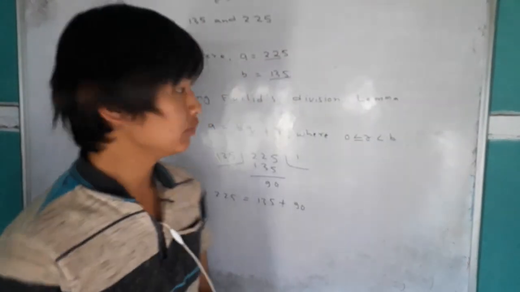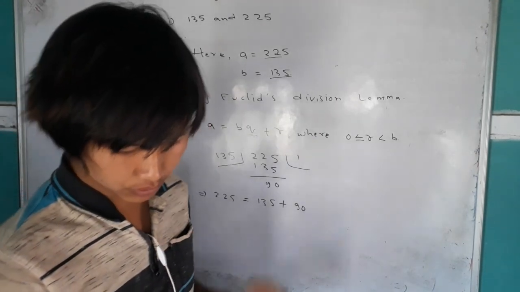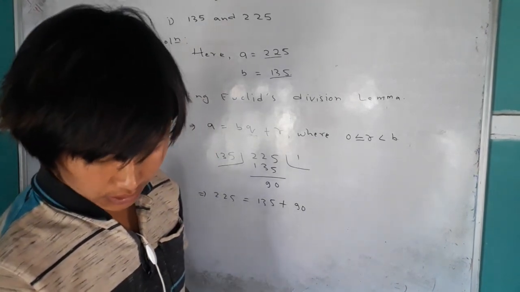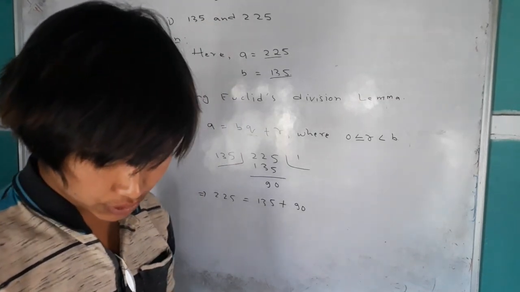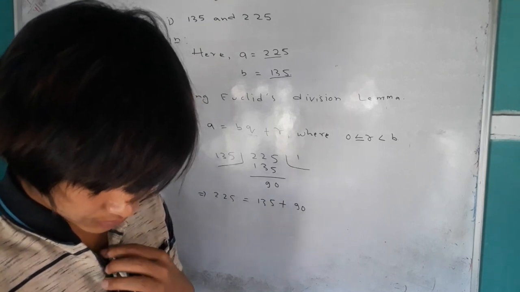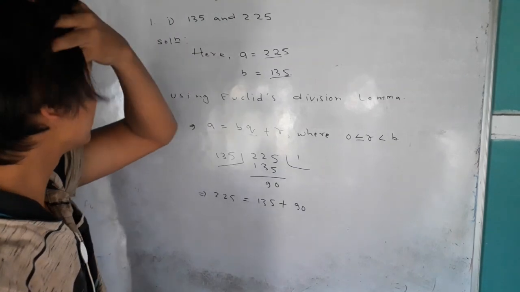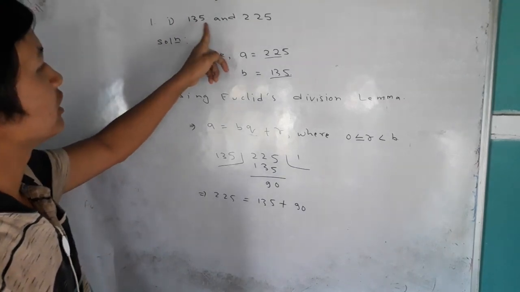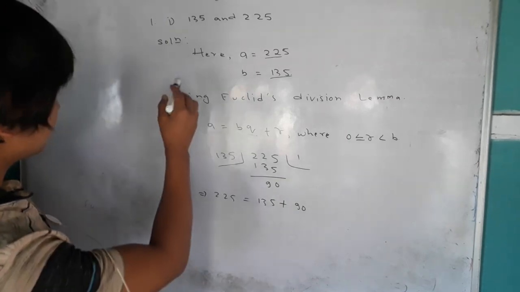So welcome back. Now we will do exercise 11.1. Number one question is, use Euclid's division algorithm to find the HCF of the following. We'll solve number one first. The given two numbers are 135 and 225, and we'll do the solution here.